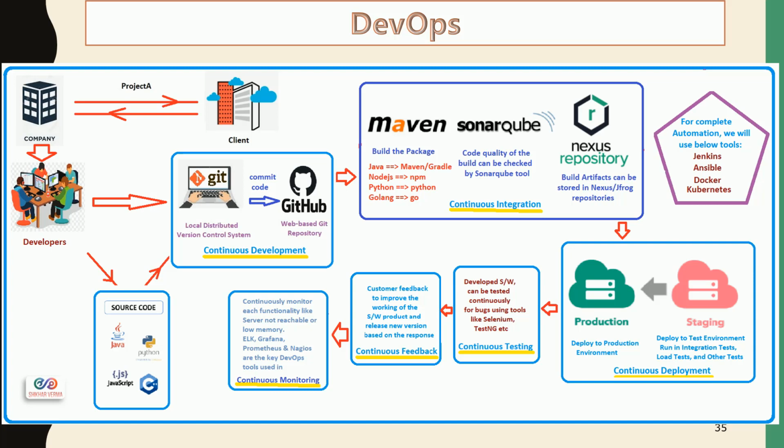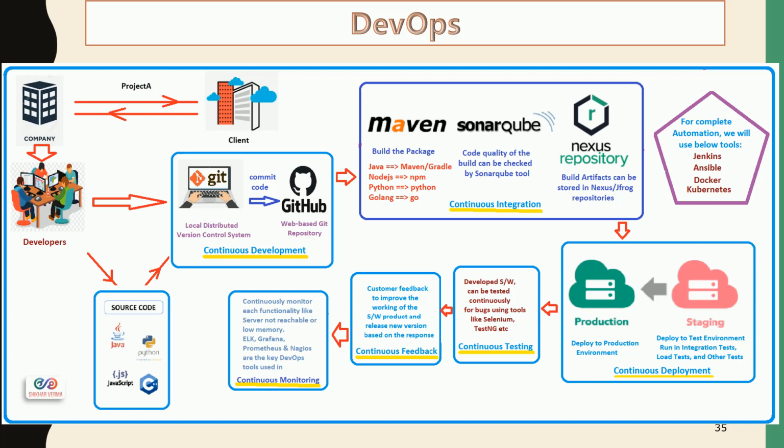And finally, once the build is completed, after you resolve all the issues and all the errors, you will finally build the package. So I will show you manually how to build the package using the Maven tool. Now the next step is you are going to use this tool, that is SonarQube. So the code quality of the build can be checked by this tool. Now you want to check the quality of the code. So there are certain parameters that will be checked by this tool. I will show you practically how we can install this tool and how we can integrate this tool with Maven.